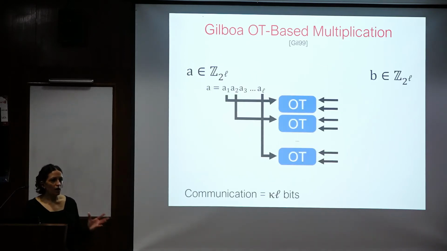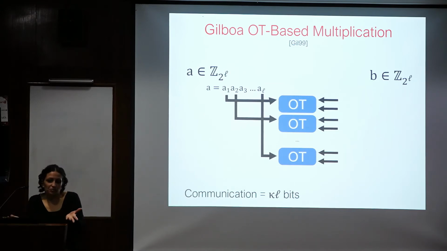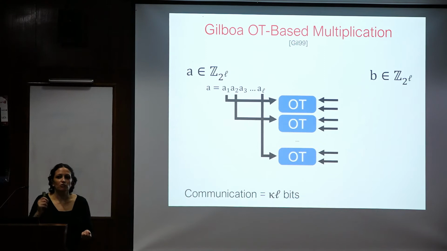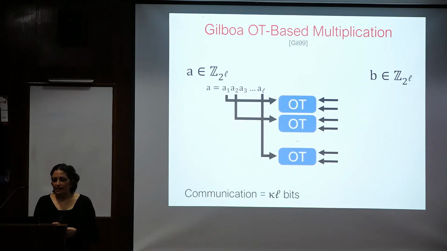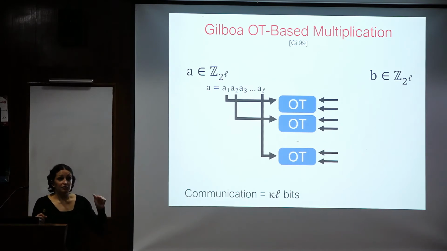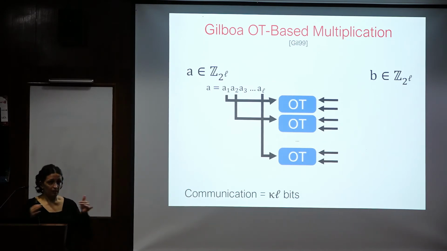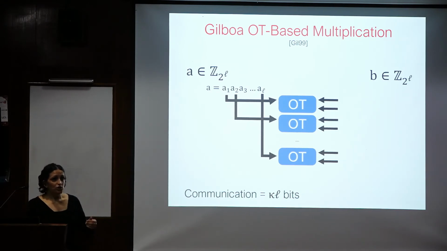Good. So how do we implement a multiplier from OT? And this is a classic by now protocol by Gilboa, who is also going to talk at this workshop. And this protocol works as follows. You take the receiver's input string. Remember, the party's inputs are strings of, let's say, L bits. And you bit decompose it into bits.